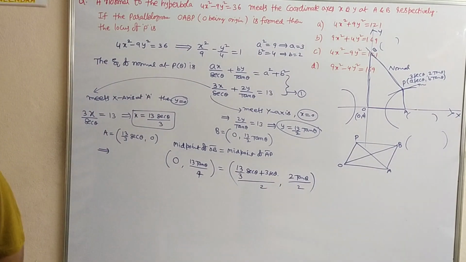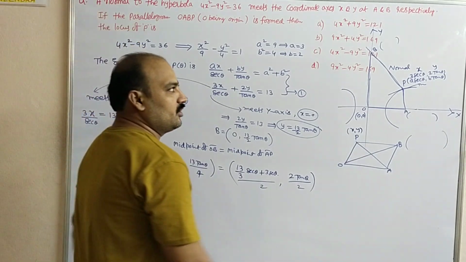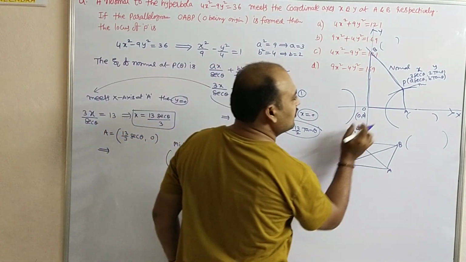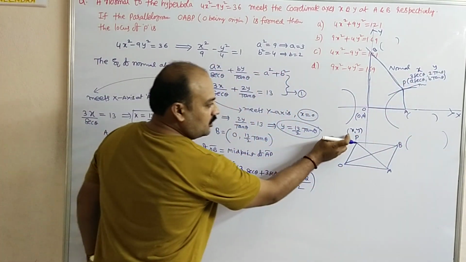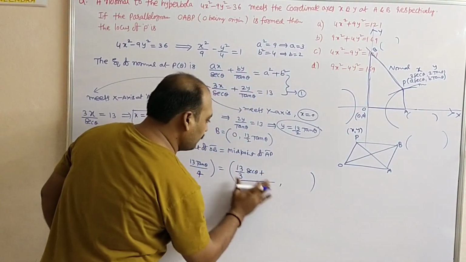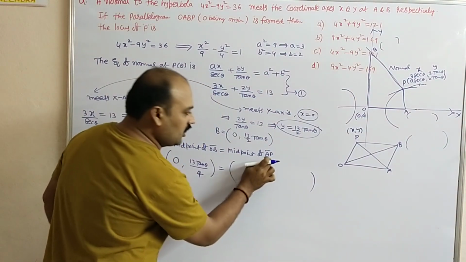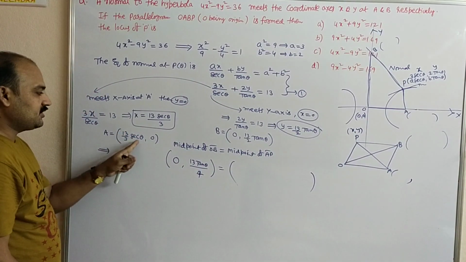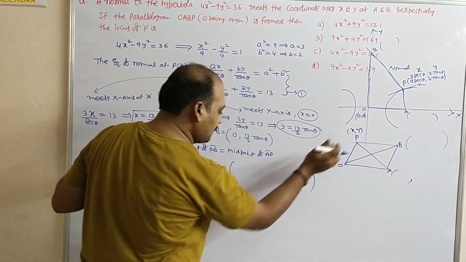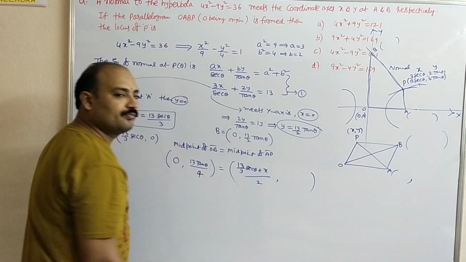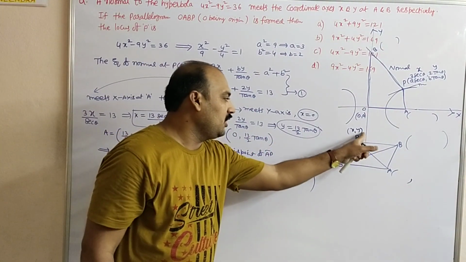One minute. The locus we can take. Here, instead of taking 3 secant theta, 2 tan theta, they are asking for the locus. Locus means you have to consider the point P as x comma y. So in place of 3 secant theta, 2 tan theta, you can write the midpoint of AP. Your A point is 13 by 3 secant theta, plus P value x: 13 by 3 secant theta plus x by 2. Next, 0 plus y by 2.